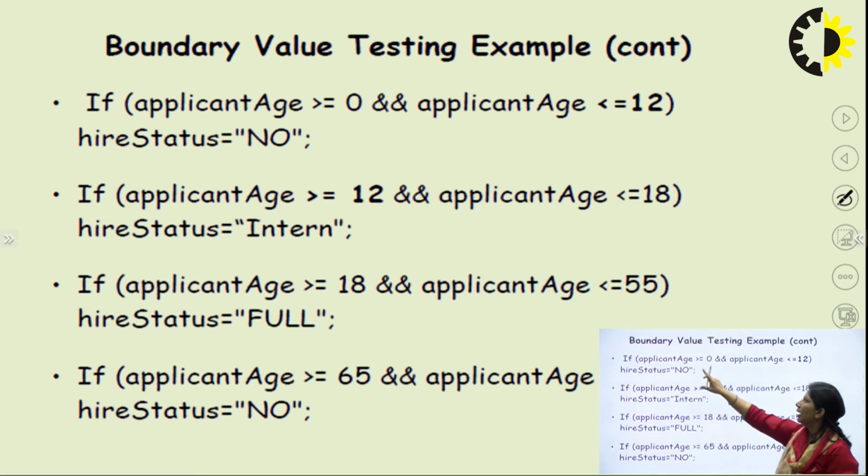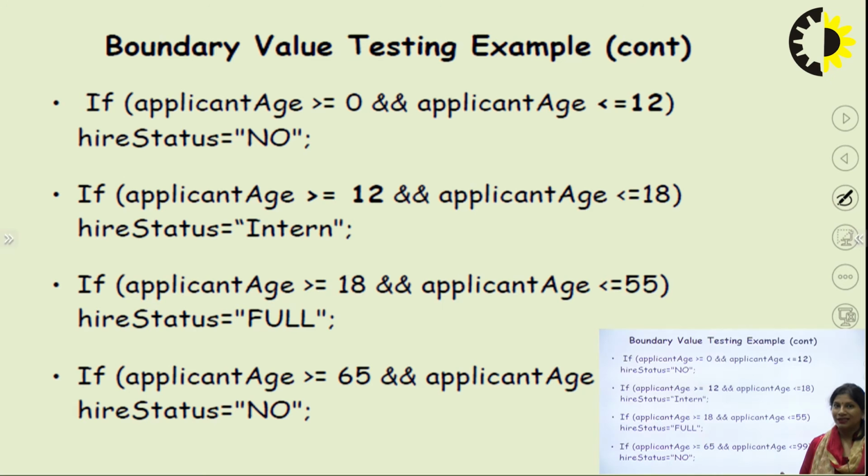Now for this, we have to analyze and convert it. If the applicant age is greater than or equal to 0 and the applicant age is less than or equal to 12, we say status is no, right? And again, according to the situation we have converted it into if statements: if the applicant age is greater than or equal to 12 and less than or equal to 18, hire as an intern. If the applicant age is greater than 18 and less than or equal to 65, the status is full. Then if the applicant age is greater than 65 and less than or equal to 100, the status is no.